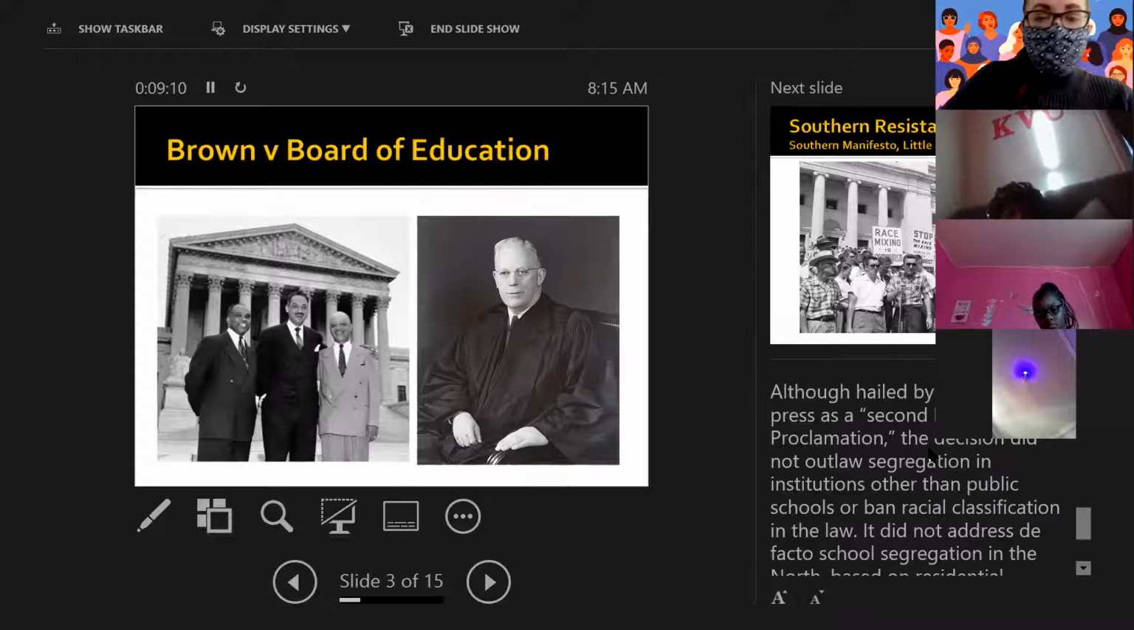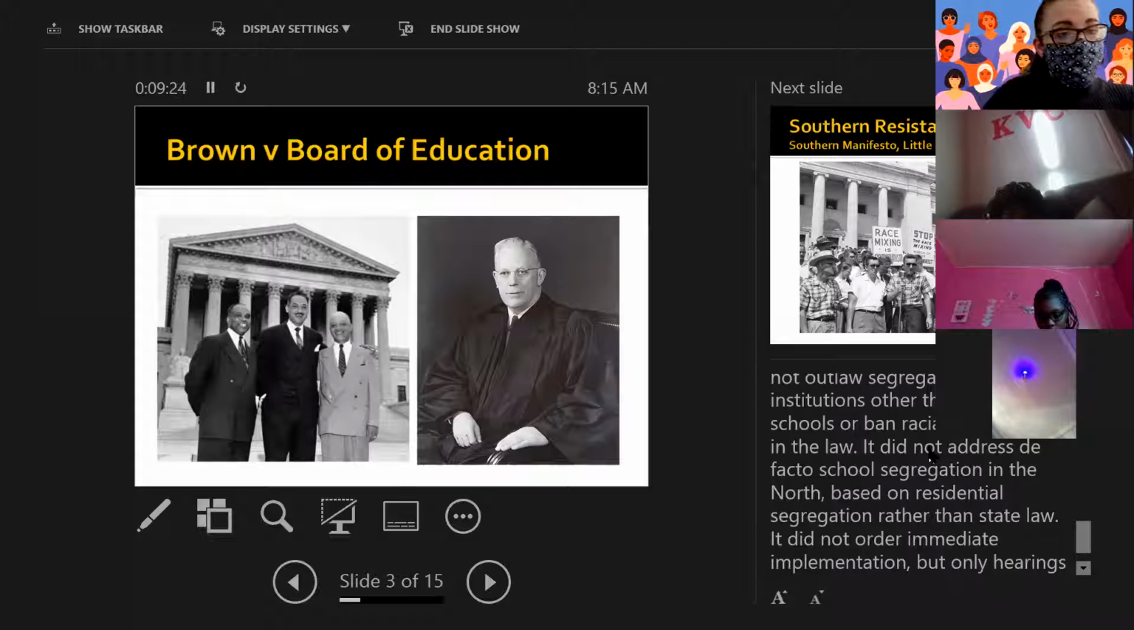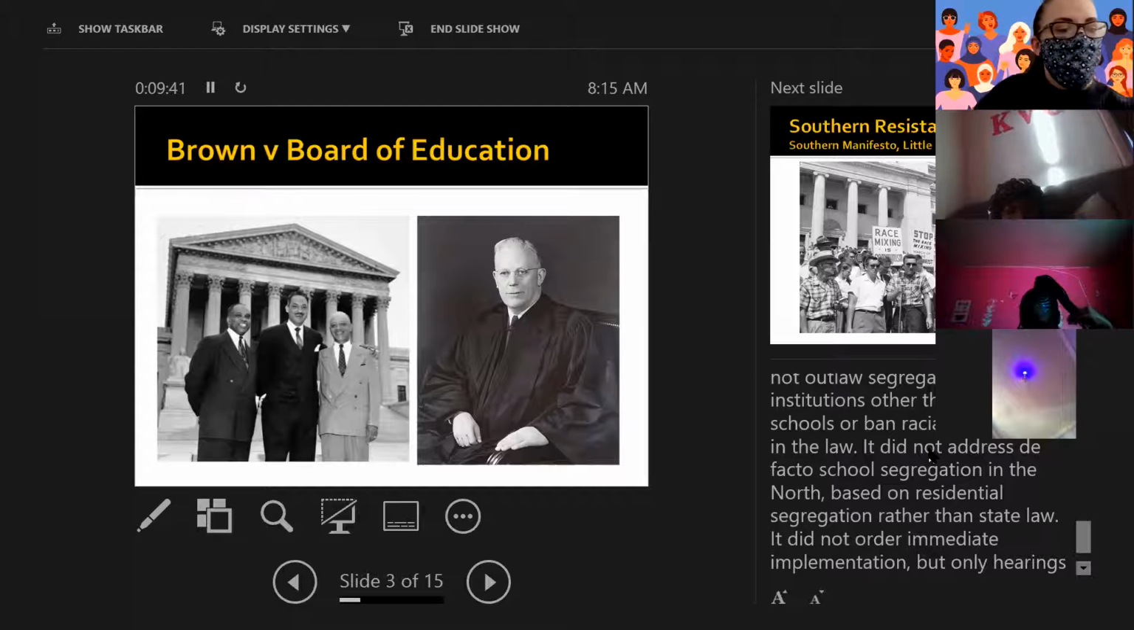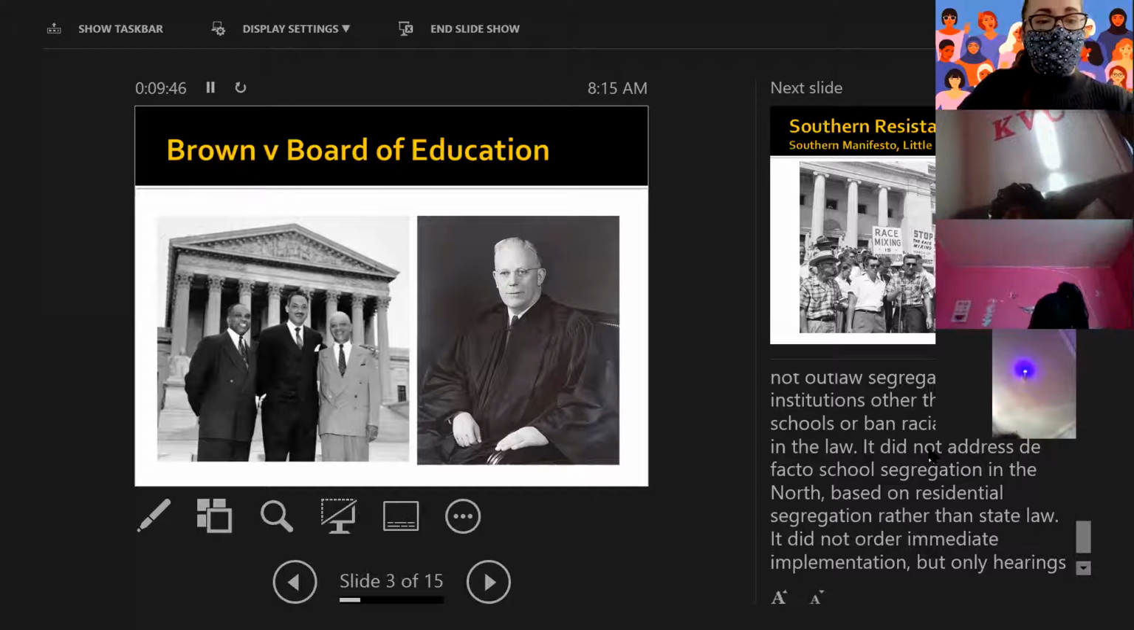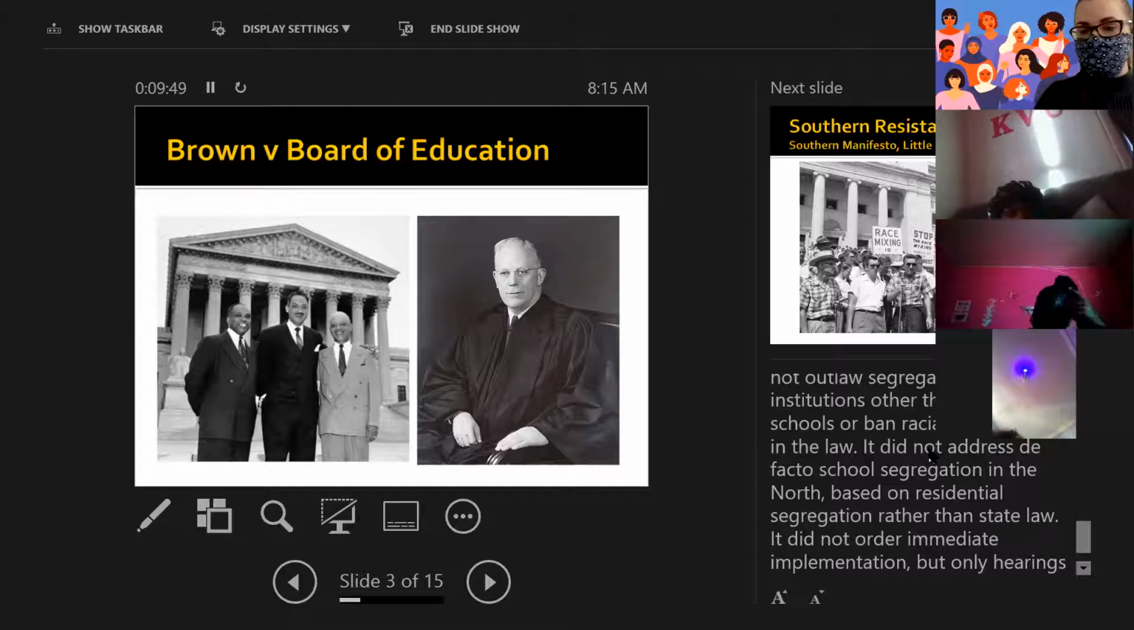While many argue that this is the second Emancipation Proclamation, that's a nickname for Brown versus Board of Education, there were still a lot of limits. For one, this did not outlaw segregation anywhere else besides public schools.